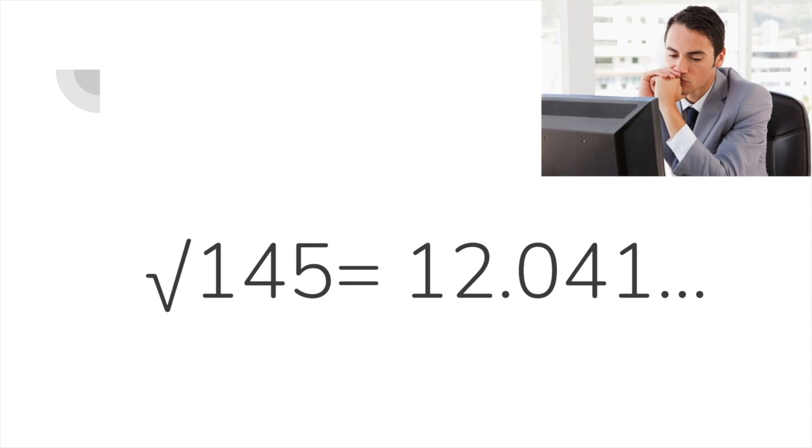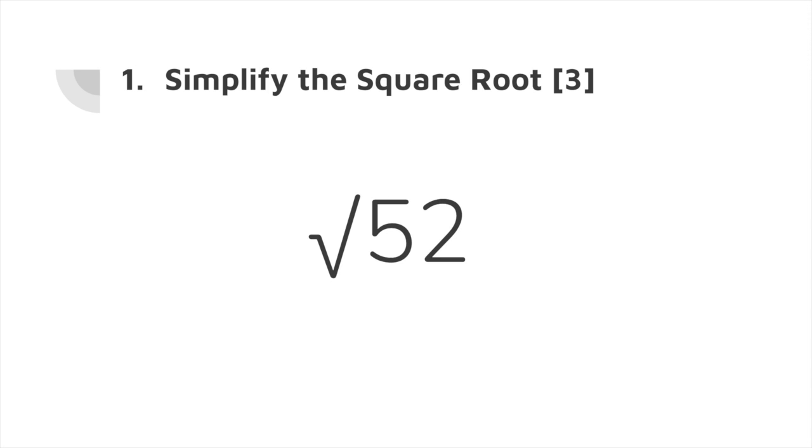However, if we're given a non-perfect square and we're asked to find the square root of it, we'd have an answer in the decimal places. A much simpler solution is just to simplify the root. That may sound confusing, but let me explain. If we have the square root of 52 and we have to simplify that, this is what we would do.